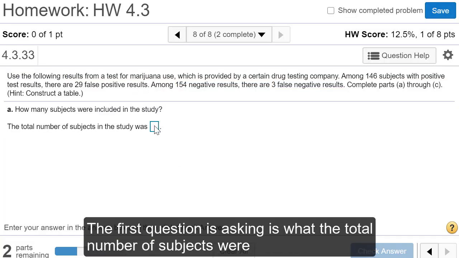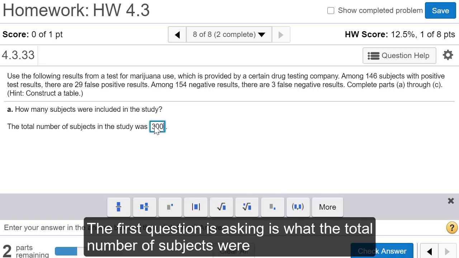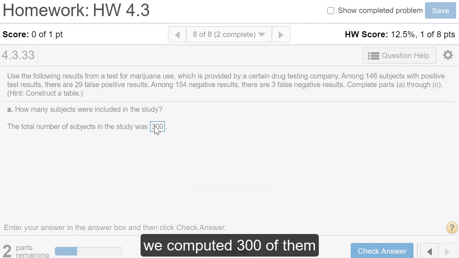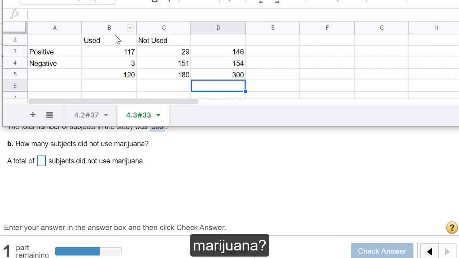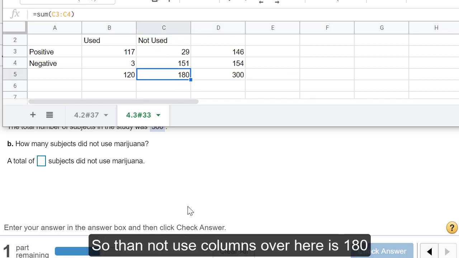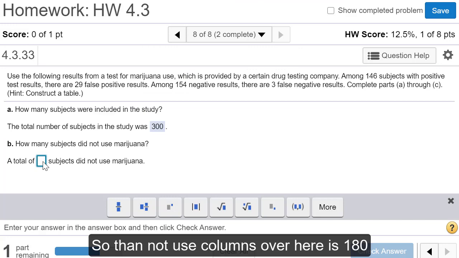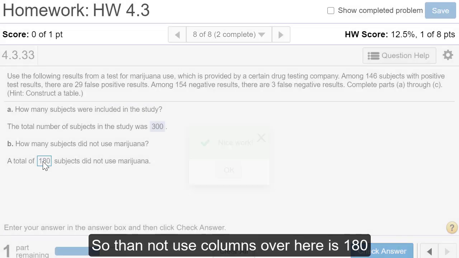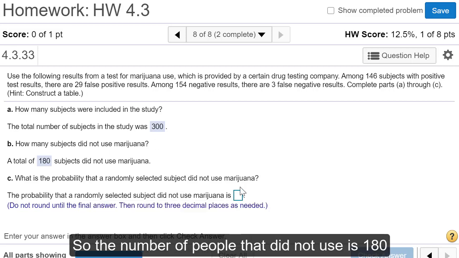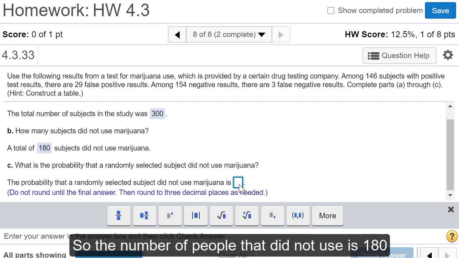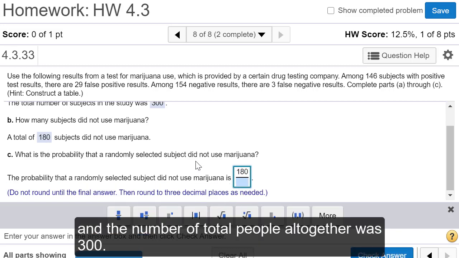The first question is asking us what the total number of subjects were. We computed 300 of them. How many subjects did not use marijuana? So the not used column over here is 180. And finally, what is the probability that if you randomly select one subject that they did not use marijuana? So the number of people that did not use is 180, and the number of total people altogether was 300.